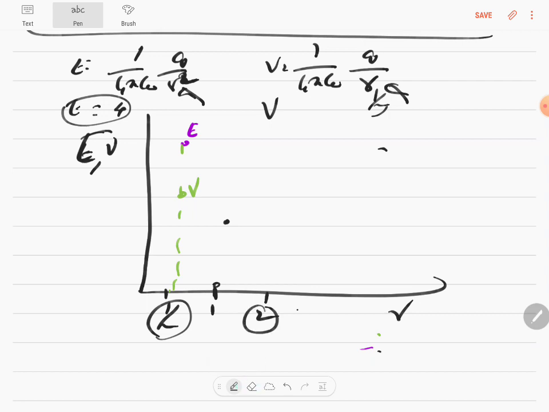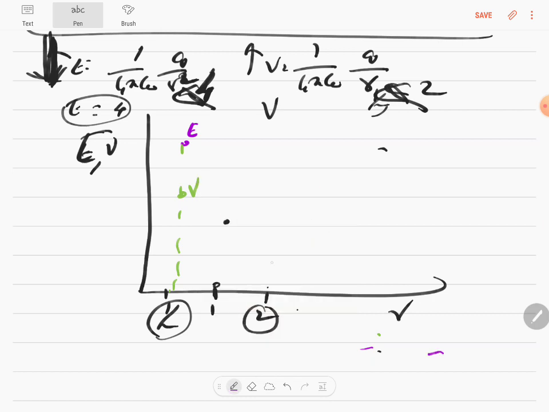But when it is 2, substitute 2 here, it becomes 4. Substitute 2 here, it becomes 2. Since 4 is more in the denominator for E, it will have a lesser electric field. The voltage will be more. So as you come down to 2, you will have lesser electric field.